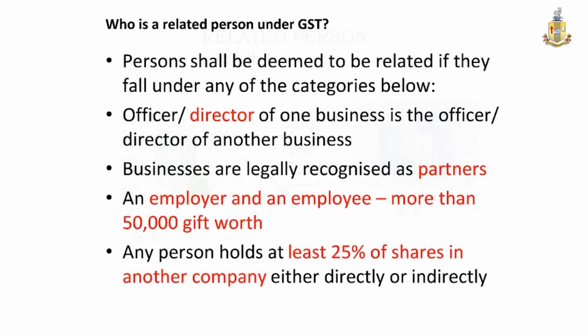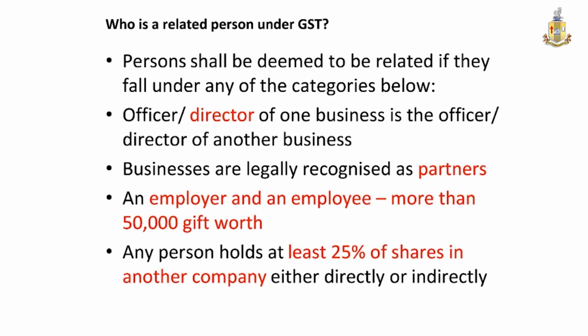And related persons. Who is a related person according to GST? The person who has a relationship with the other office. For example, if an officer or director of one business has a relationship with the other business, then both businesses are called related persons. For example, employer and employee are also related persons. So when a transaction happens between employee and employer, it is called a supply, as they are related persons.